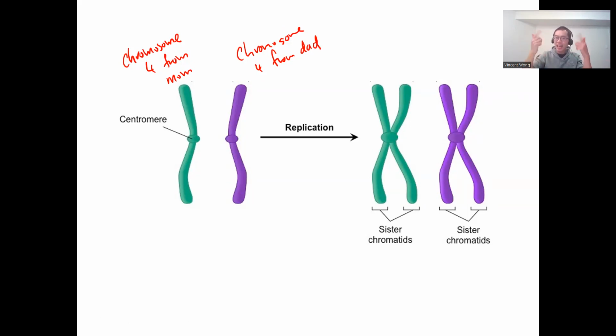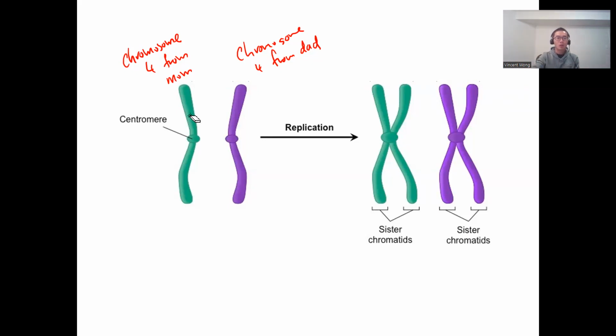Now, do they contain the exact same information? No, because your parents don't look like each other, right? Some features might be the same. For example, one might have blue eyes and one might have brown eyes. But other features could be the same, right? For example, they could have the same skin color. They might have the same blood type. So things could be the same, but they are not necessarily the same.